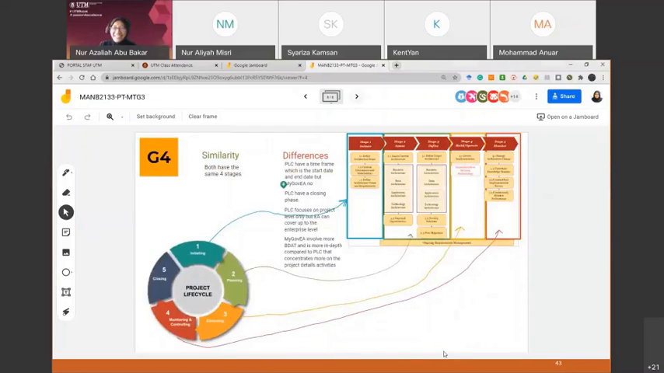Okay, let's look at Group 4. Group 4 is talking about the project life cycle. How would you describe the similarities and differences? Okay, Assalamualaikum, good afternoon.